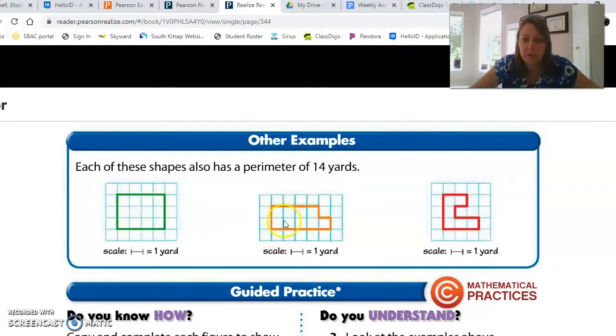Now I'm going to count the orange one. 1, 2, 3, 4, 5, 6, 7, 8, 9, 10, 11, 12, 13, 14. 14 yards also. Now the red one. 1, 2, 3, 4, 5, 6, 7, 8, 9, 10, 11, 12, 13, 14. So even though those are all different shapes, they all have a perimeter of 14 yards, and that's what we're going to be practicing on today.